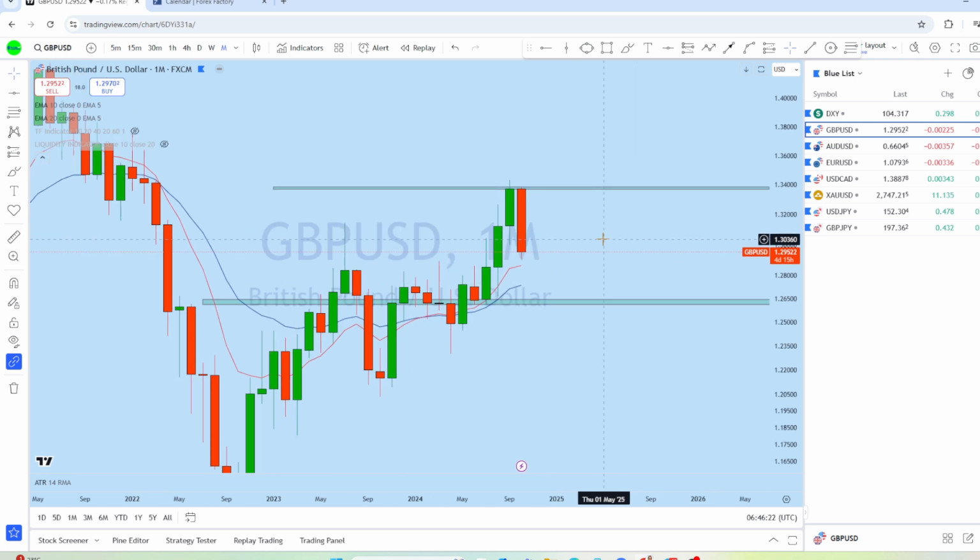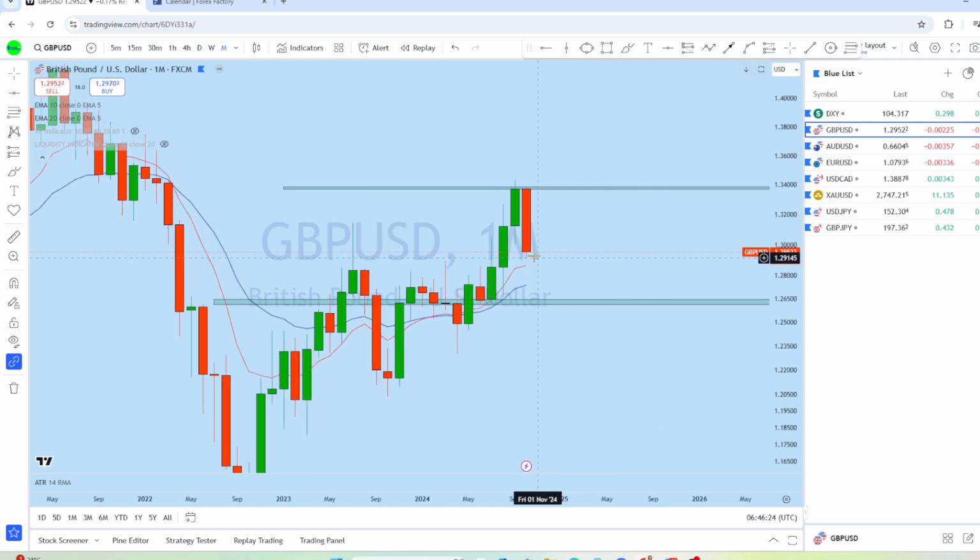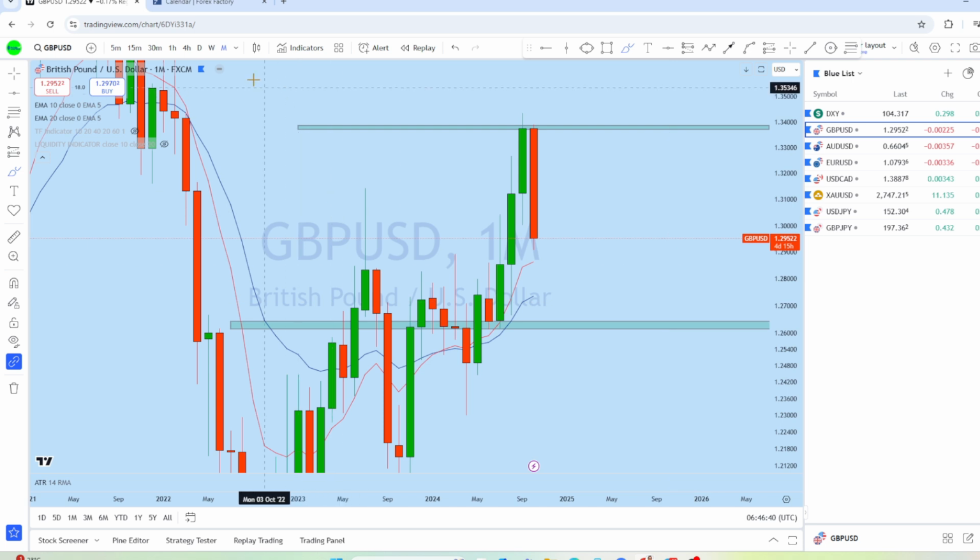Therefore, on British Pound US Dollar, we can expect this market to continue to drop. As you can see, the market already closed below this monthly low, and we may see the price coming back to this support level here from the monthly time frame.